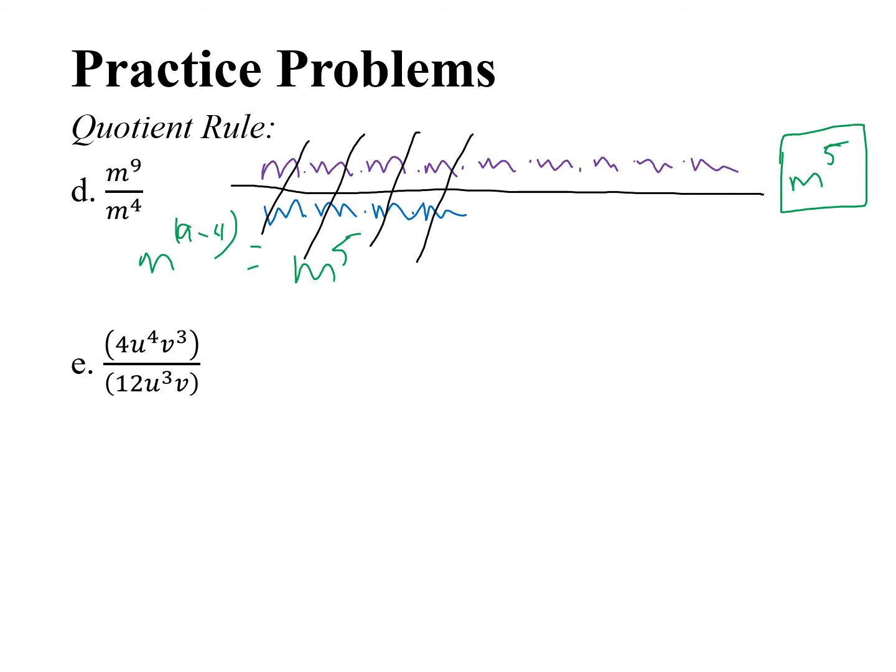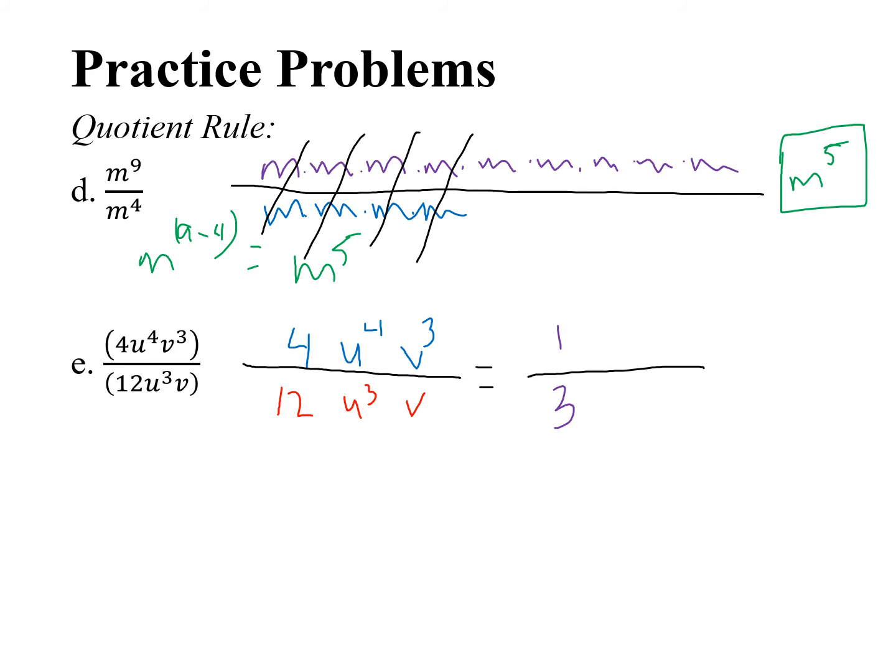For our next example, again, I'm going to separate this out here so that I have my like terms stacked on top of each other. So I have 4u to the power of 4 times v cubed divided by 12 u to the 3rd times v. I put my fraction bar back in the middle there. Now I can see each piece. 4 divided by 12, well, that simplifies to 1/3.